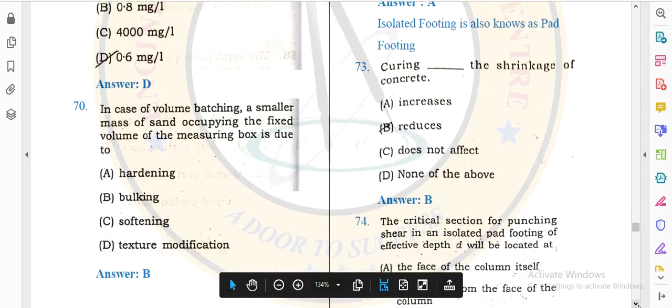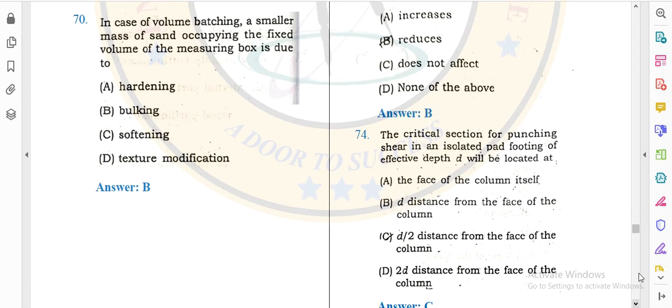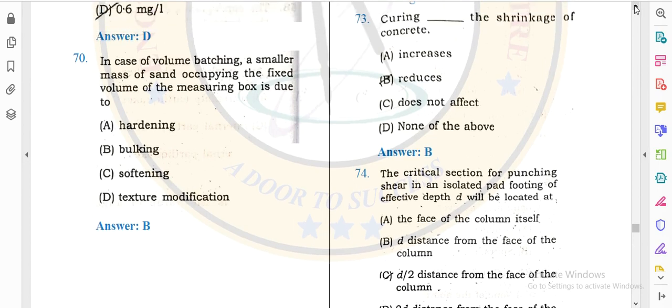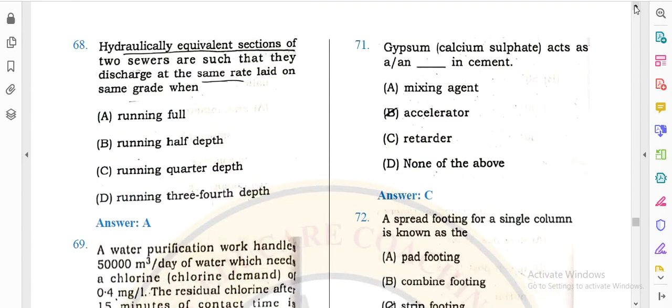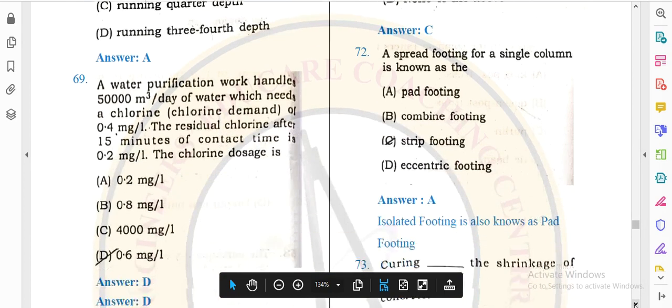Question number 70, in case of volume batching, the smaller mass of the sand occupying the fixed volume of the measuring box is due to option B, that is bulking. Then we'll go for the next questions. Question number 71, gypsum is basically a retarder. We all know this because it will increase the initial setting time. So it is a most repeated question.